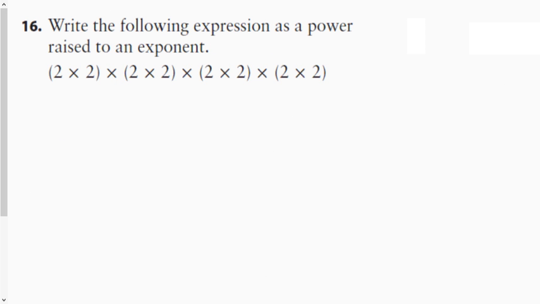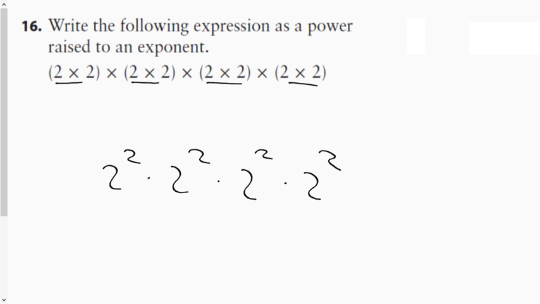Question 16, write the following expression as a power raised to an exponent. So we have 2 to the exponent of 2 multiplied by itself 4 times, or 2 to the exponent of 2 multiplied by 2 to the exponent of 2 multiplied by 2 to the exponent of 2 multiplied by 2 to the exponent of 2, which really means 2 to the exponent of 2 multiplied by itself 4 times. So our answer is 2 exponent 2 in brackets, exponent of 4 outside the brackets because it's multiplied by itself 4 times.